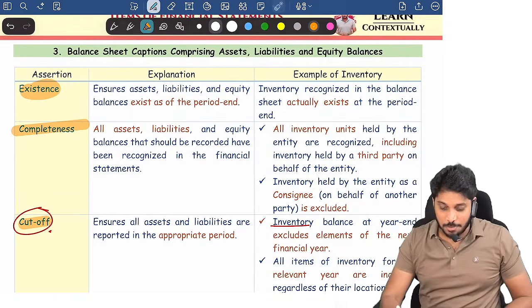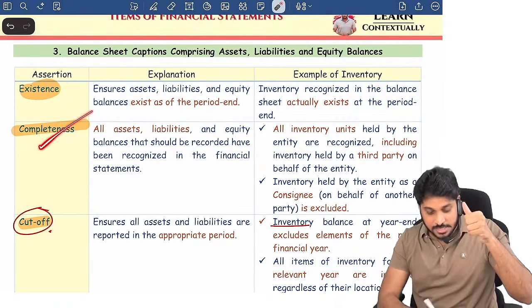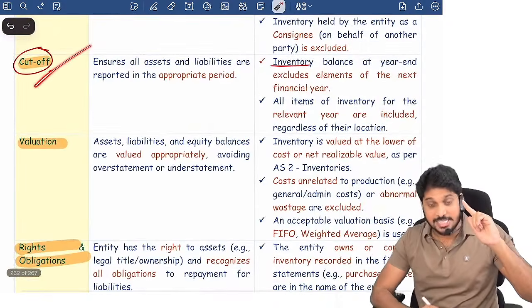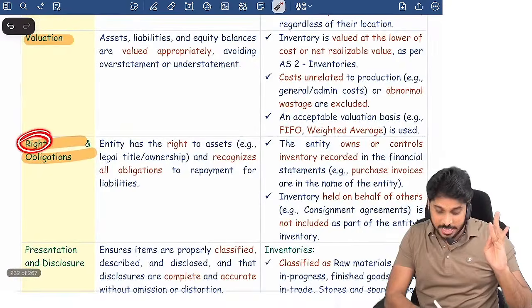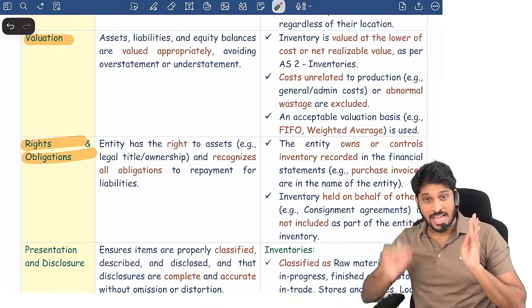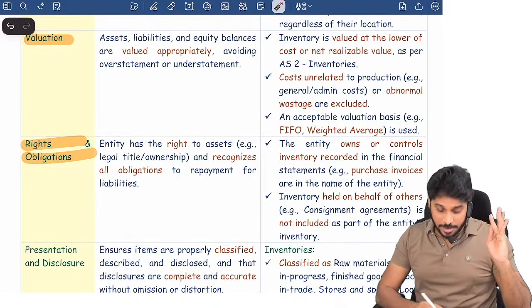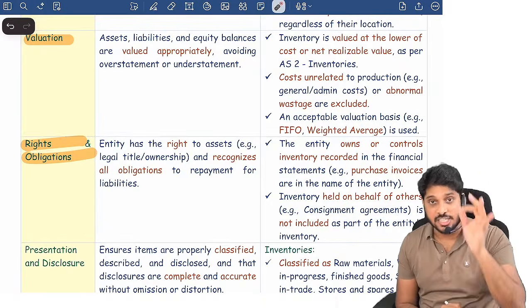So with respect to balance sheet items, what assertions do we need to test? See that the asset is existing, see that all the assets are accounted, see that assets are accounted in the correct accounting period, see that the assets are valued properly, and see the right. Asset is a right, liability is an obligation. Remember, asset we call it a right, liability is an obligation. For liability, the assertion name is obligation. For asset, the assertion name is right.